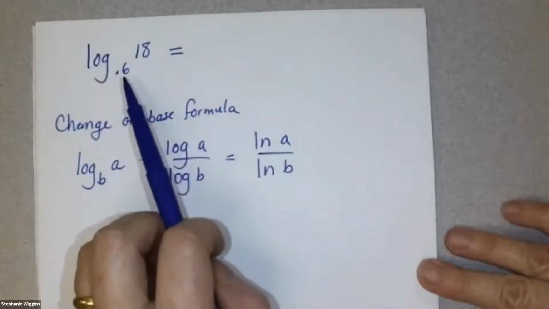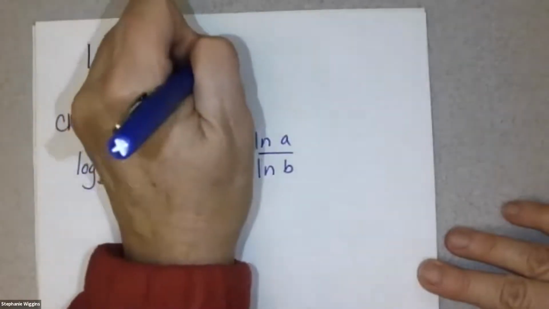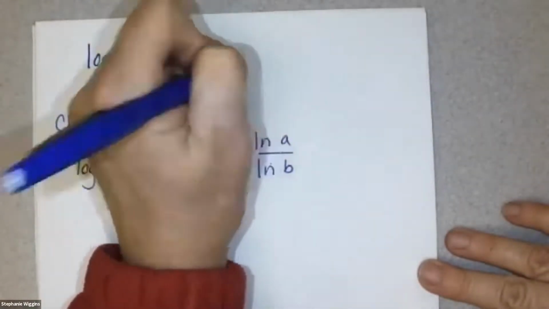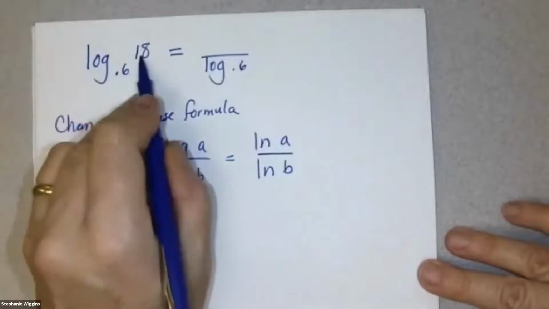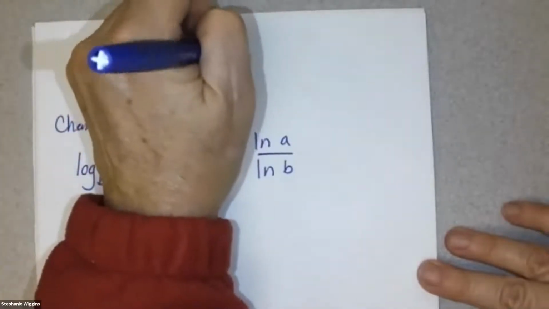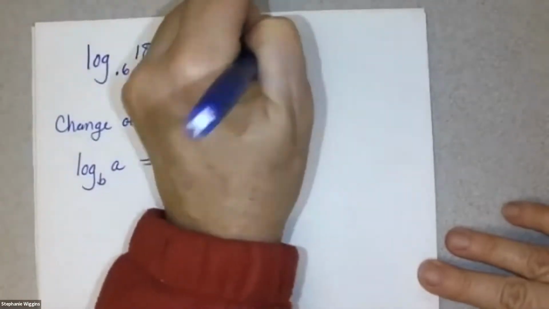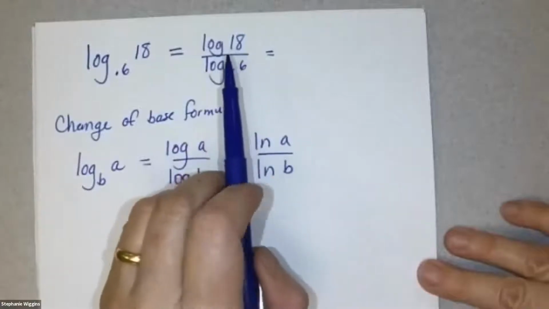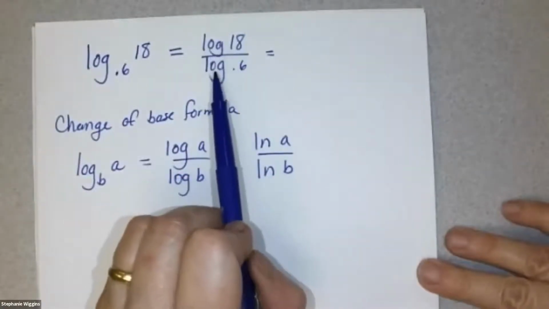Okay, so here's the base. That's going to be on the bottom. So you take log of 0.6 and then your other number is going to be on the top. So you take log of 18. And now you can use your calculator because you're using the common log here.